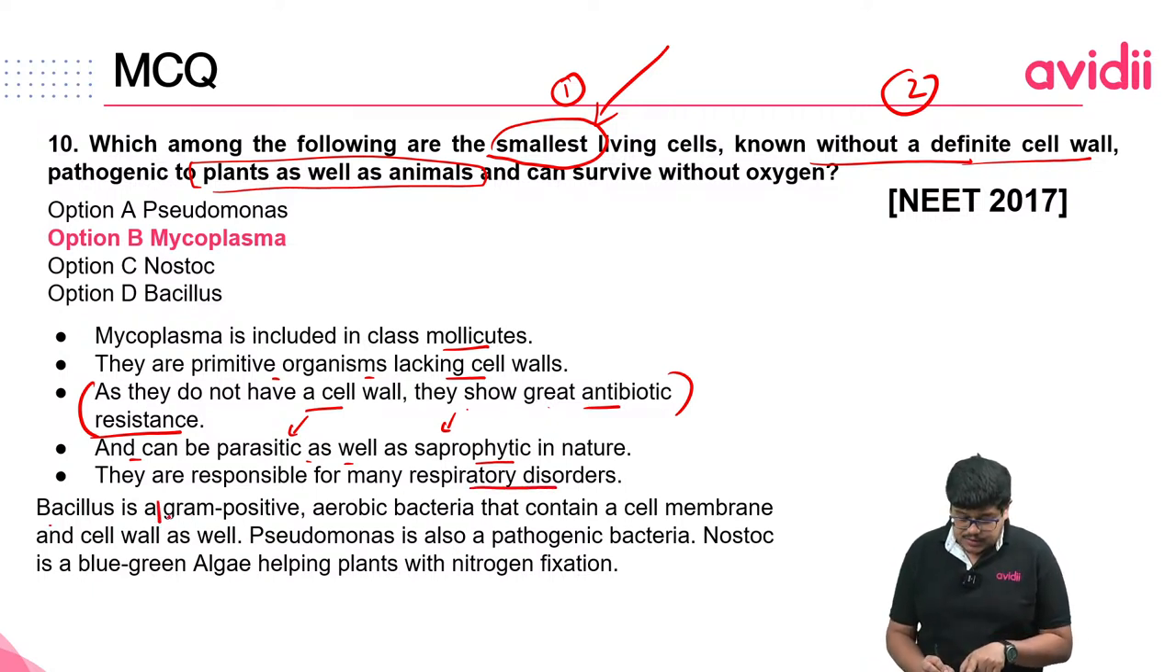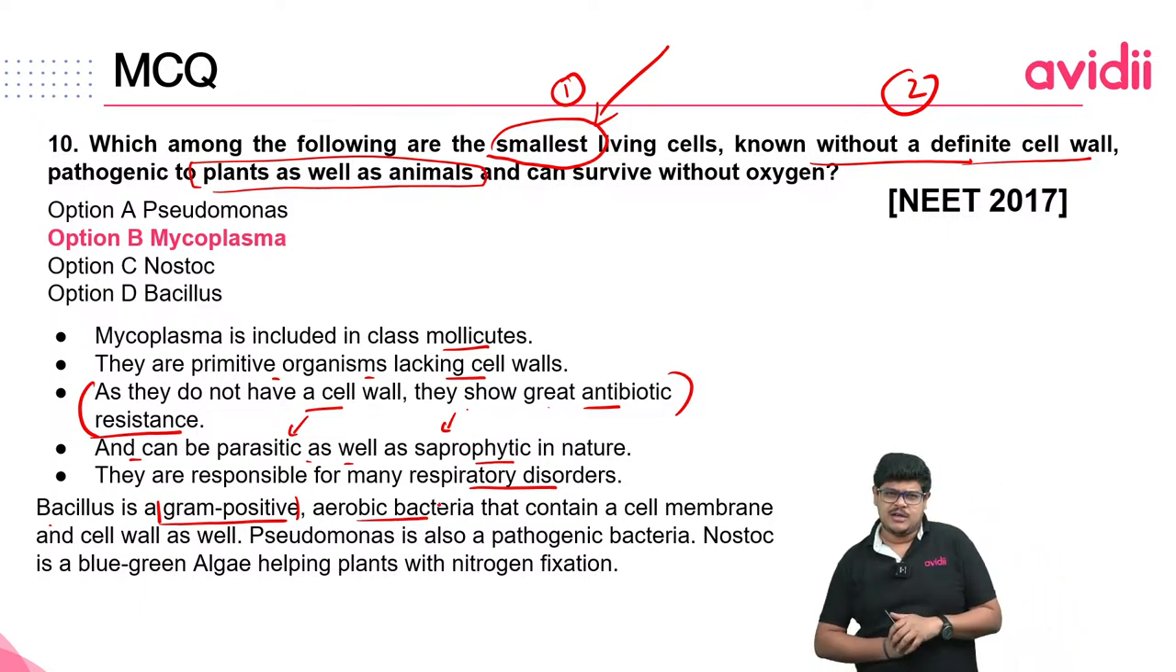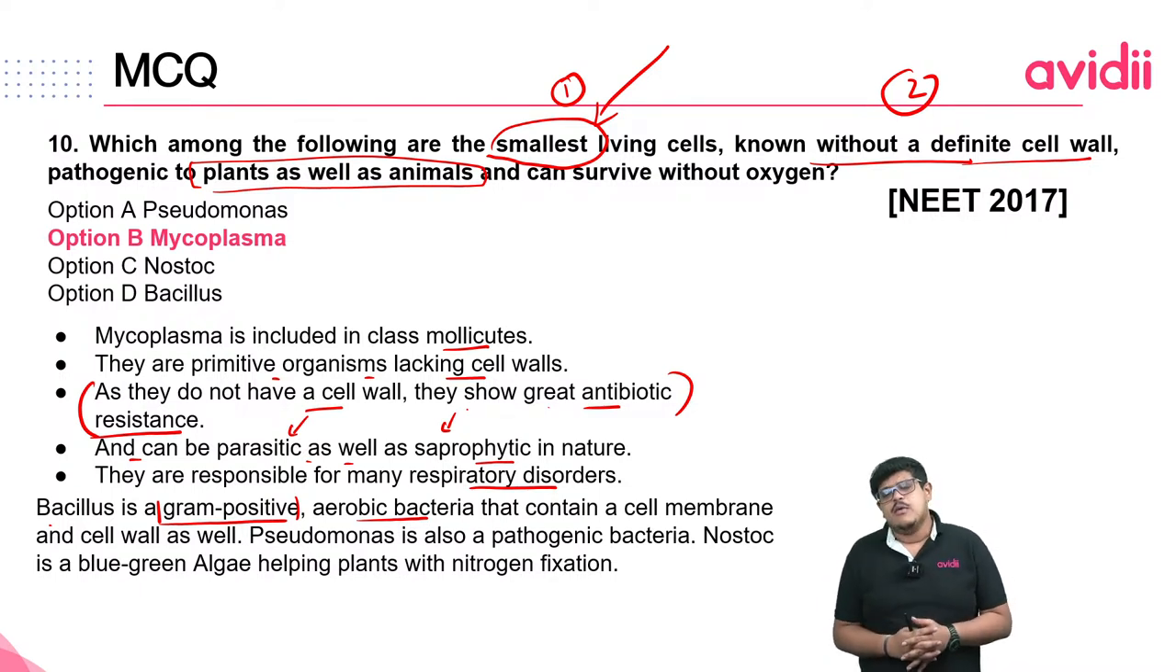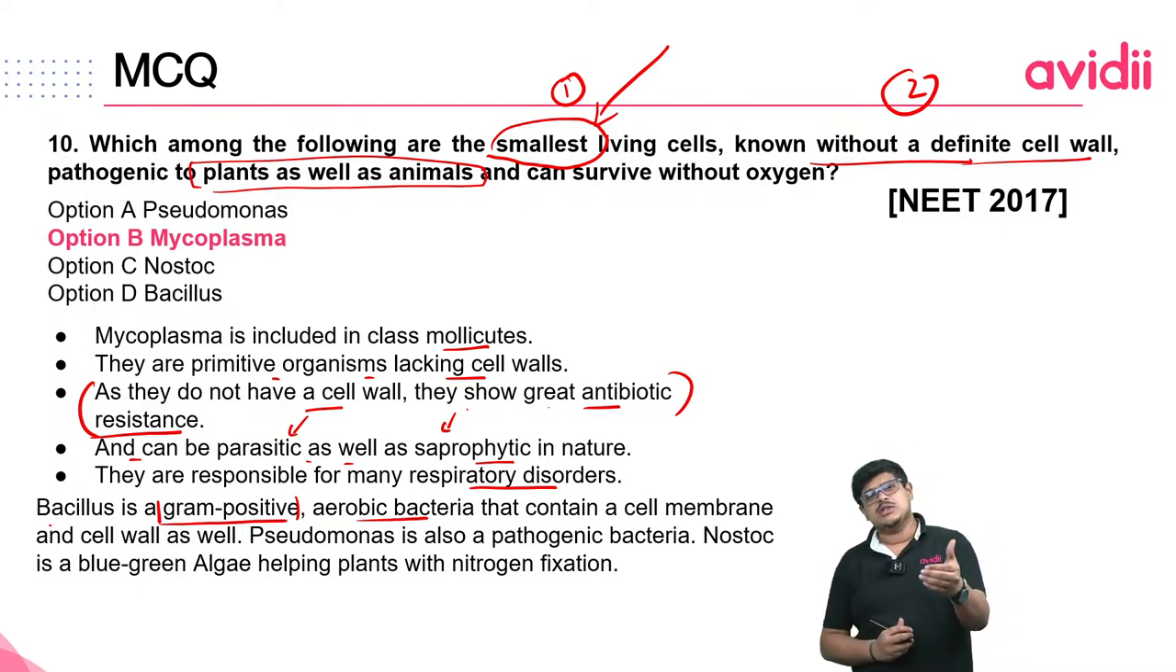Bacillus, if we observe, on the other hand, is a gram-positive aerobic bacteria. You know what gram-positive and gram-negative bacteria are, and what gram-staining is. In gram-positive bacteria, the peptidoglycan layer is thick, whereas gram-negative has a thin layer. Gram-positive, as it is thick, can retain the crystal violet.